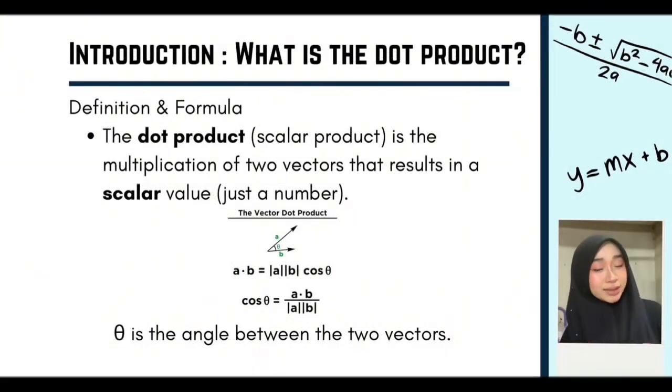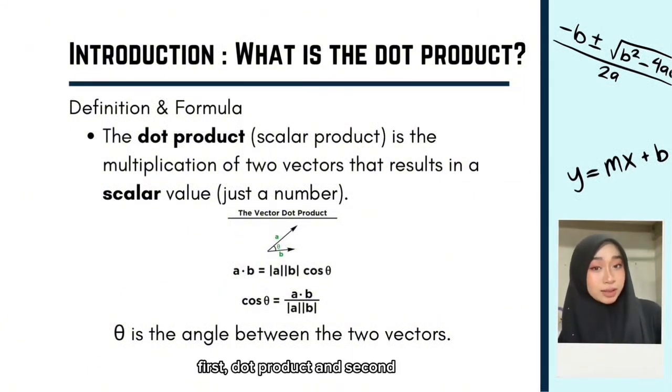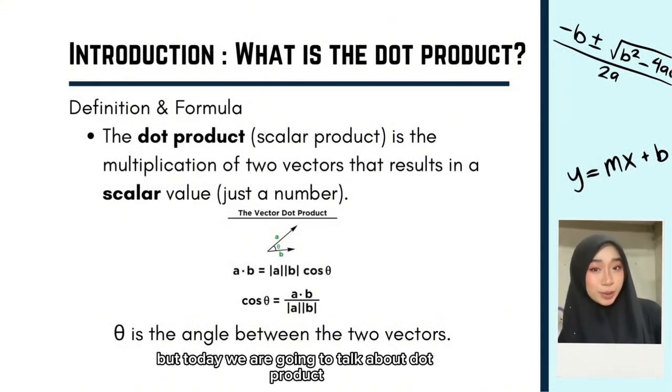Assalamualaikum and hi everyone, my name is Aisha Teguzu. Today we are going to talk about multiplication of vectors. There are two ways to do a multiplication. First, dot product, and secondly, cross product. But today we are going to talk about dot product.